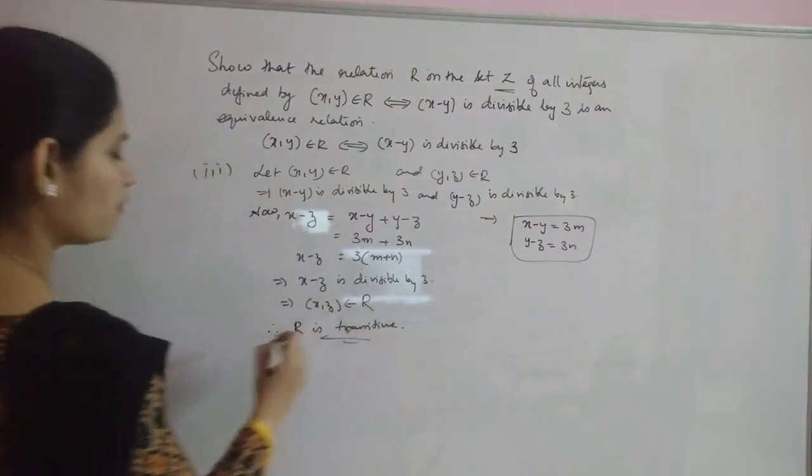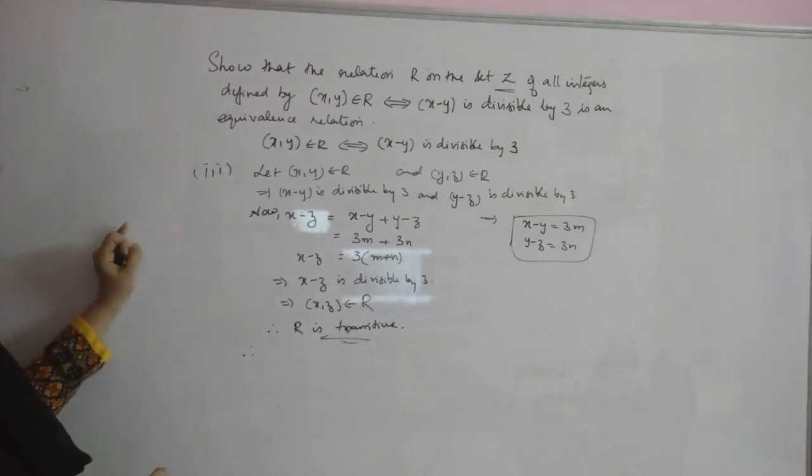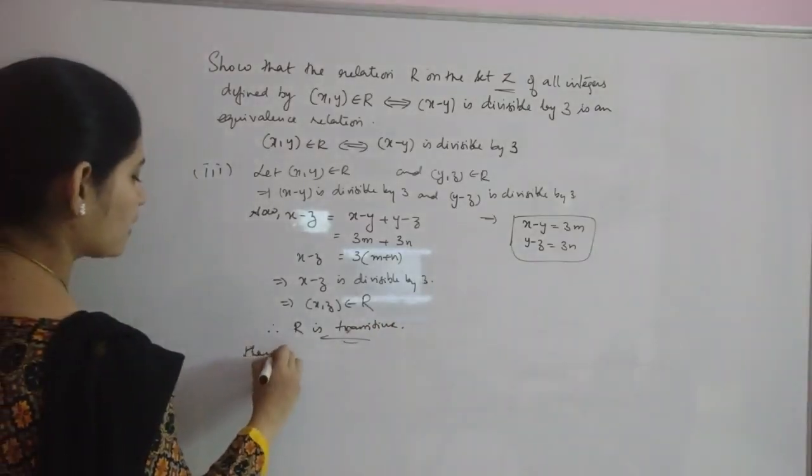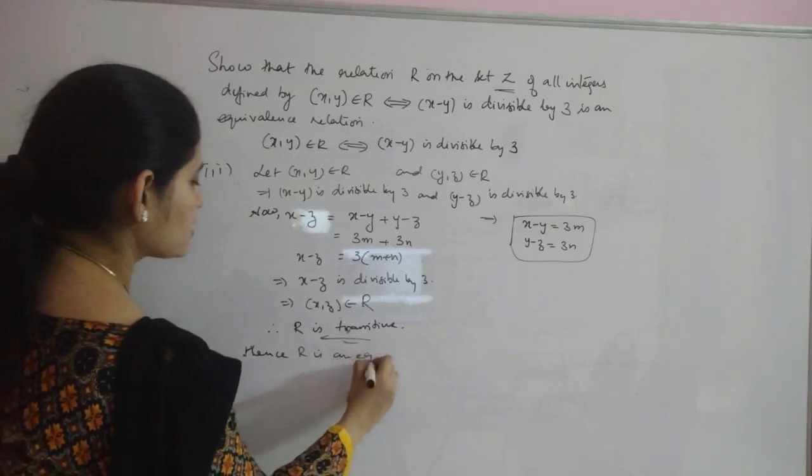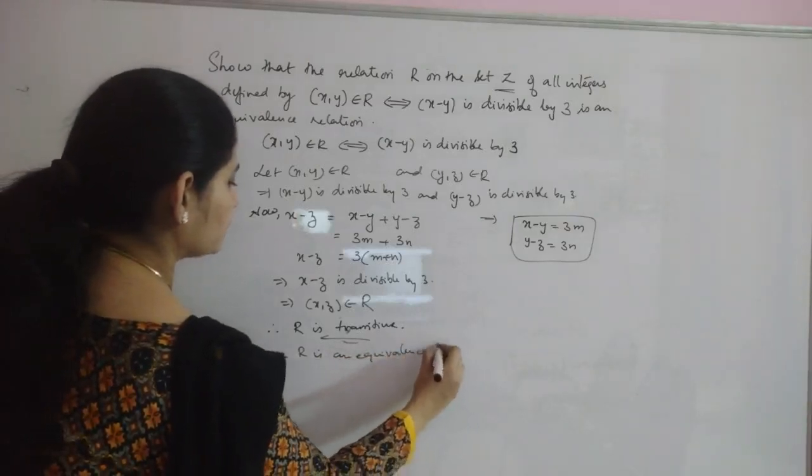Now the three things which you have proved: since R is symmetric, reflexive and transitive, you will get that R is an equivalence relation.